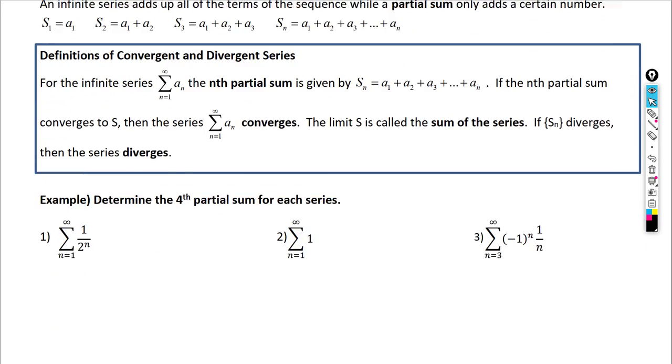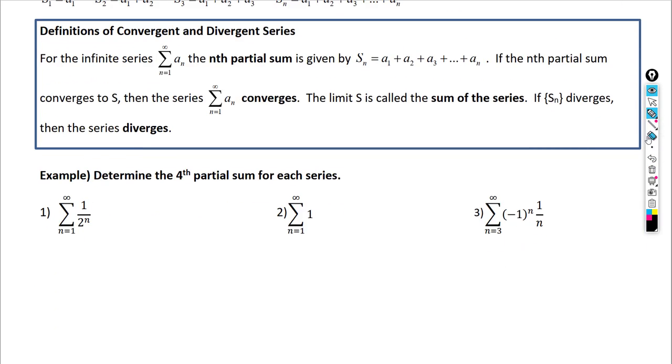Let's move on. Some definitions for divergent and convergent. For the infinite series, the nth partial sum is given by this, which we already know from above. S sub n is equal to the values of a sub 1 through a sub n all added together. If the nth partial sum converges to s, then the series converges. The limit s is called the sum of the series. Therefore, if s sub n diverges, then the whole series diverges. We'll get to what that means, and we'll do some examples as well.